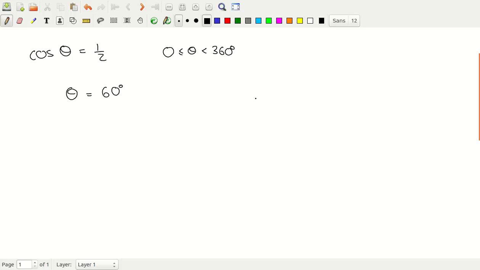One way, the way that I guess I prefer, is to think about a unit circle, and the cos function is the x-coordinate of points on this circle. So we're looking for points where the cos function is equal to 1/2, so that's the x-coordinate is 1/2. That's these 2 points on the circle. This is a unit circle, the radius is 1.